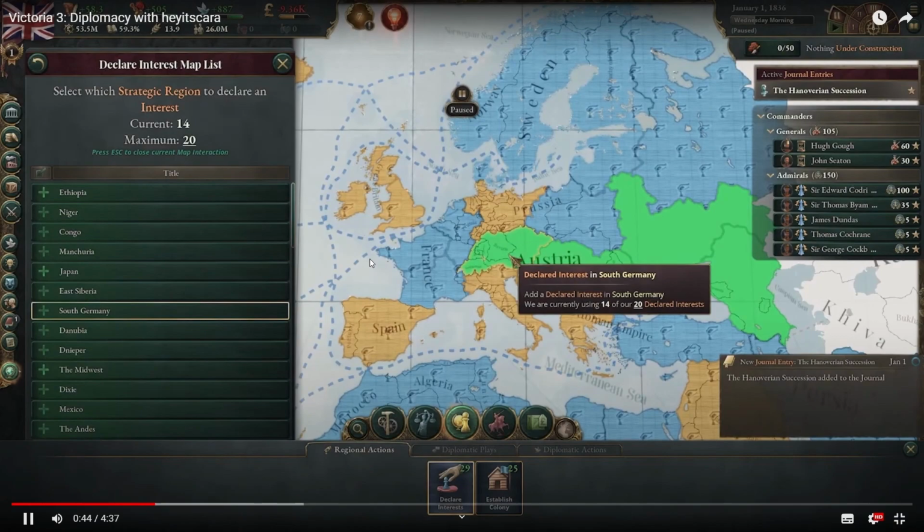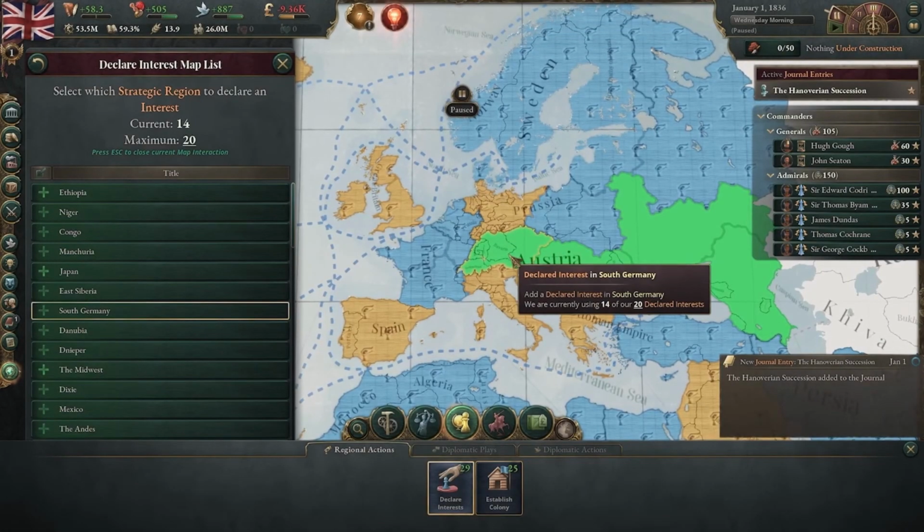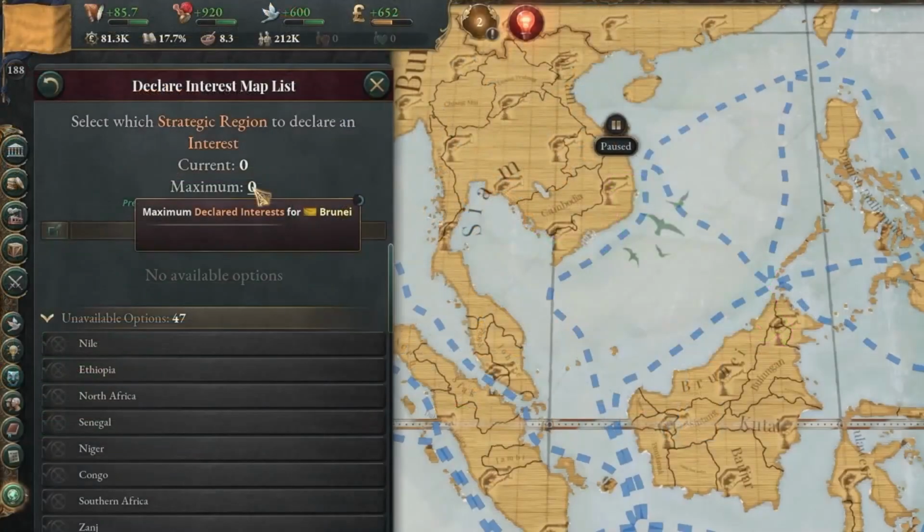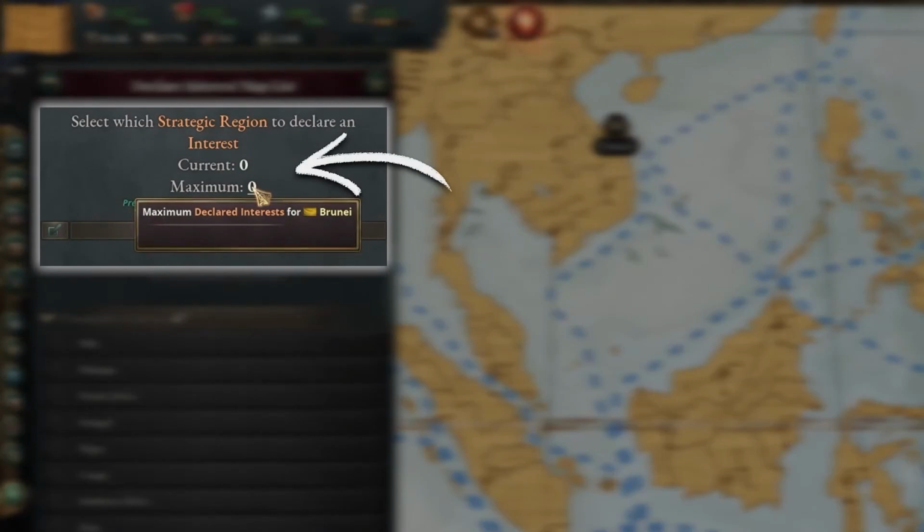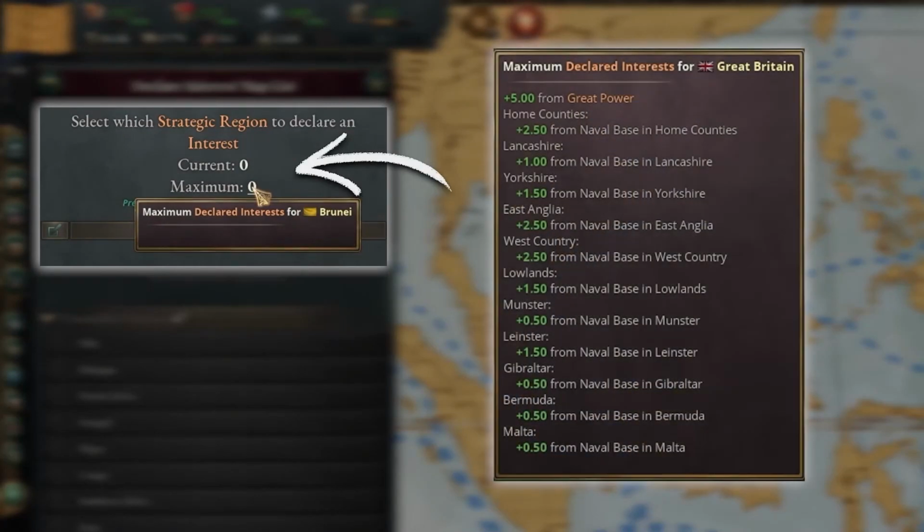Conversely, declared interests allow a country to select a neighboring strategic region to interact with. Some countries don't start with any declared interest slots, but you can increase the number of slots you have by increasing your country rank and by building naval bases.